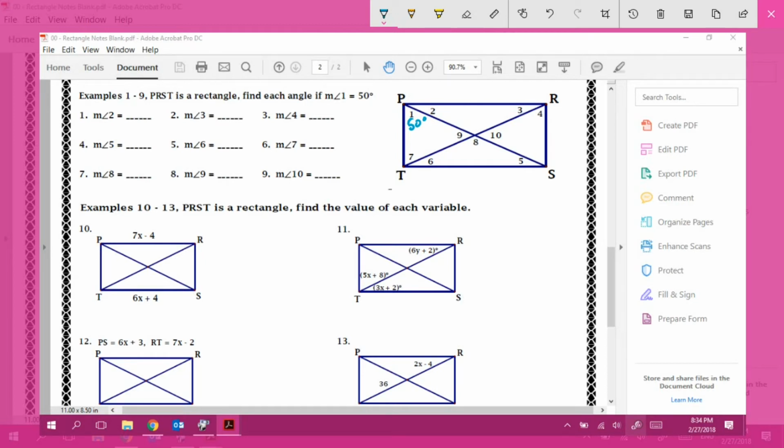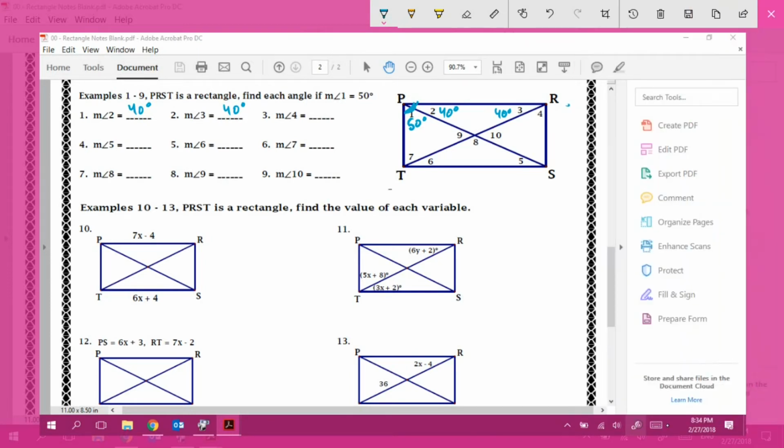So measure of angle 1 is 50. What's measure of angle 2? Remember, this total has to be a right angle. So what would 2 be? It's going to be 40 degrees. That's right, 40 degrees. Now let's see if we can find 3. Remember, they're always isosceles triangles. So 3 is going to be the exact same thing as 2. Both are 40 degrees. Nice. Measure of angle 4.